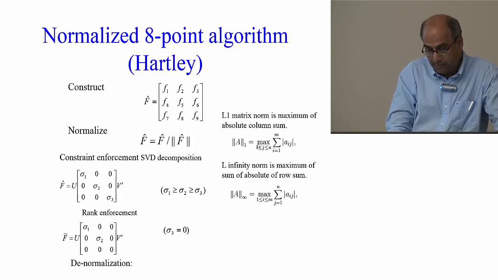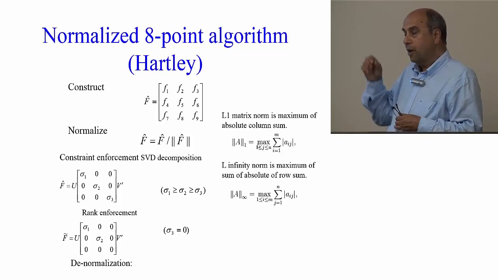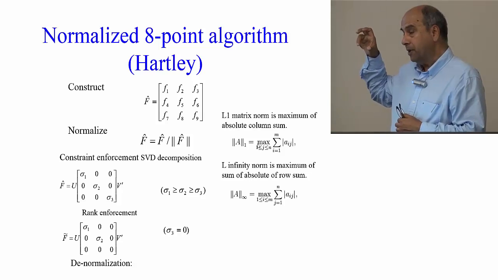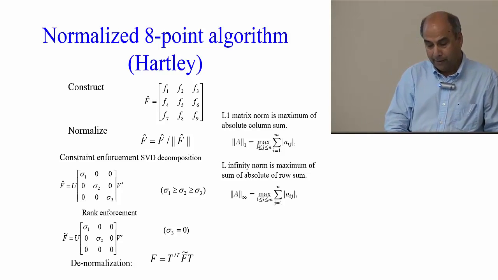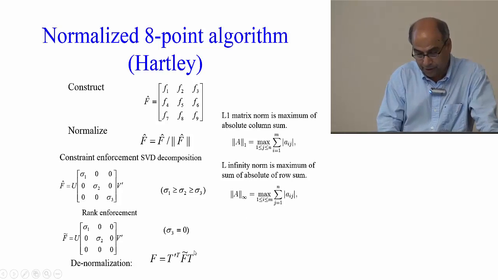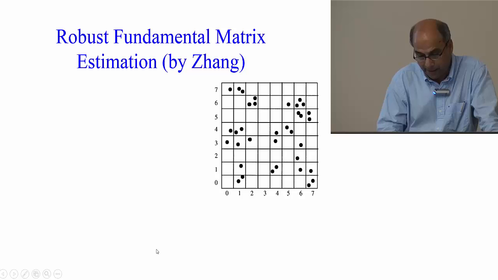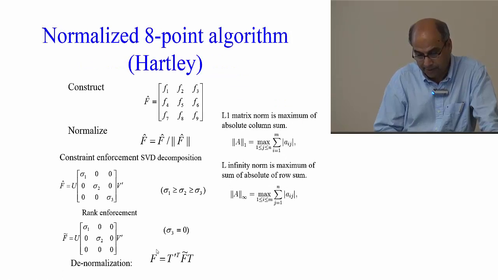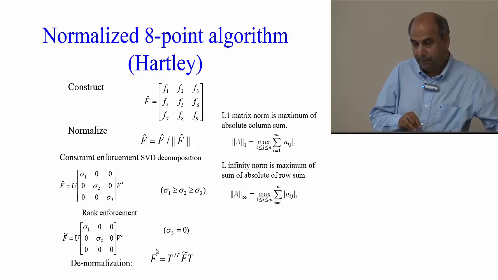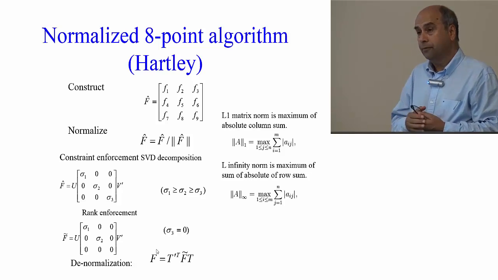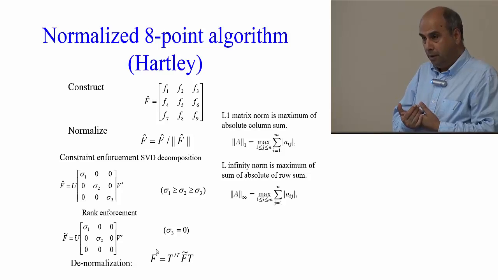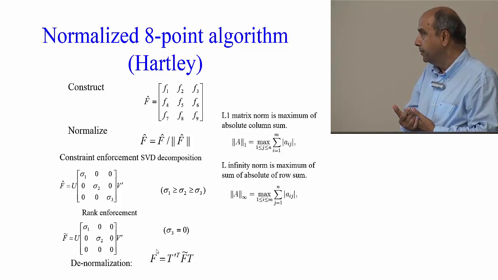And then we will denormalize, because remember that we converted these coordinates by applying the T transformation to between 0 and 1, and we put the origin at the center of the points. So we are going to go back and apply these T matrices to get back the F, and that's the fundamental matrix 8-point algorithm by Hartley. It is a paper in PAMI, and it is a pretty important paper.